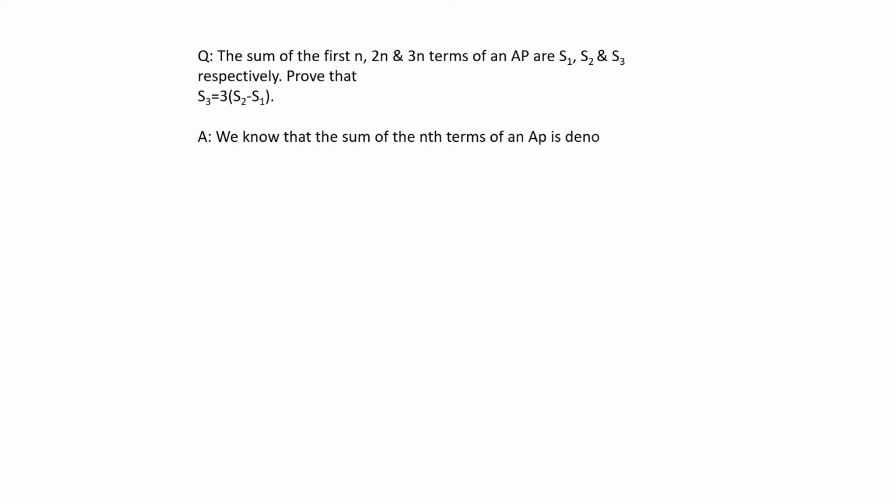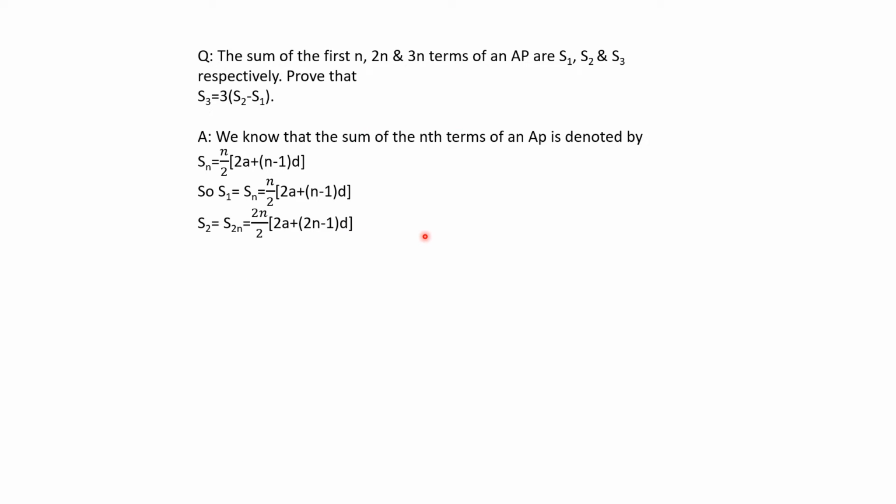We know that the sum of n terms in an AP is denoted by Sn equals to n by 2 whole into 2a plus n minus 1 whole into d. So here S1 is nothing but the sum of the n terms. So S1 is nothing but Sn, or it is equals to n by 2 whole into 2a plus n minus 1 whole into d. Now S2 equals to S2n, because S2 is nothing but the sum of the 2n terms.